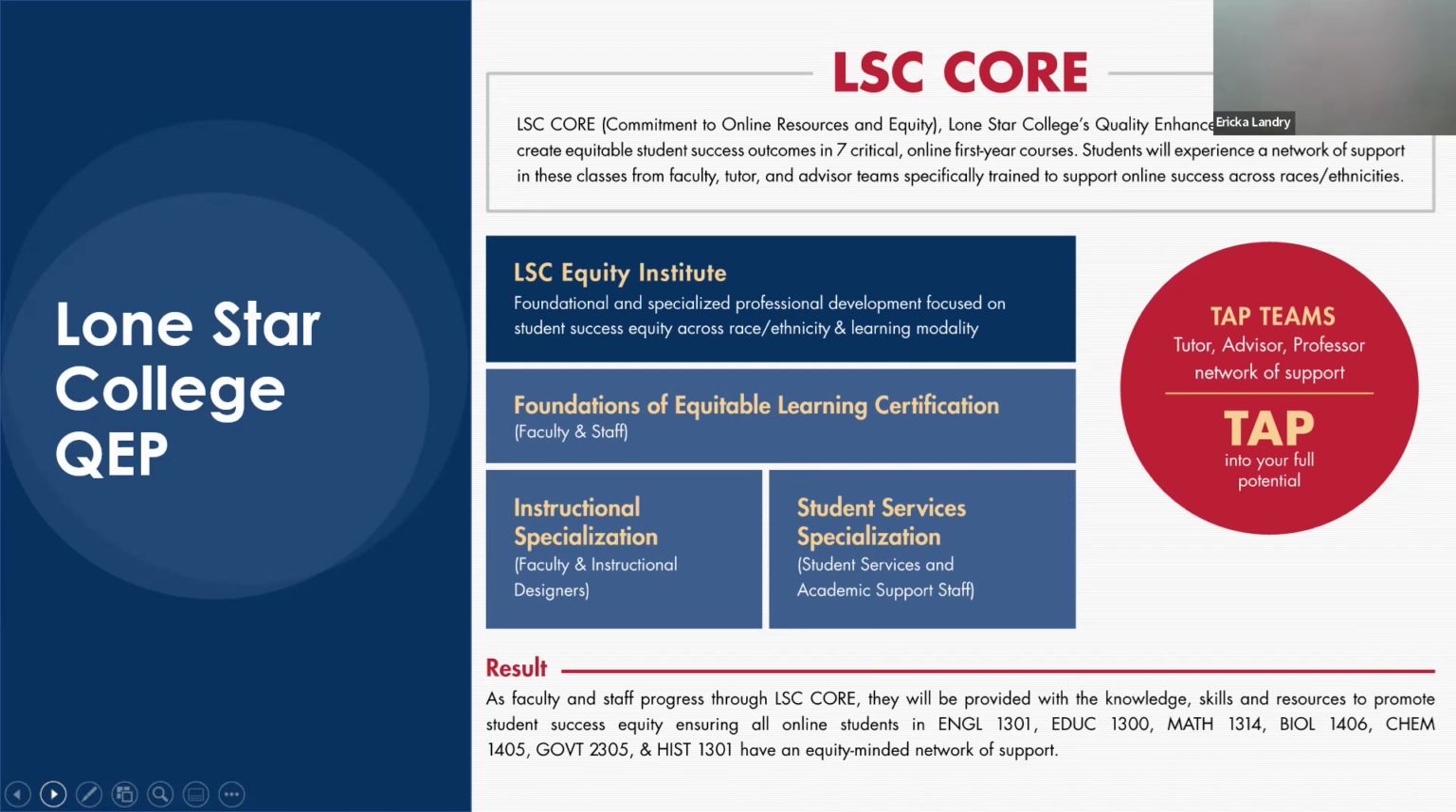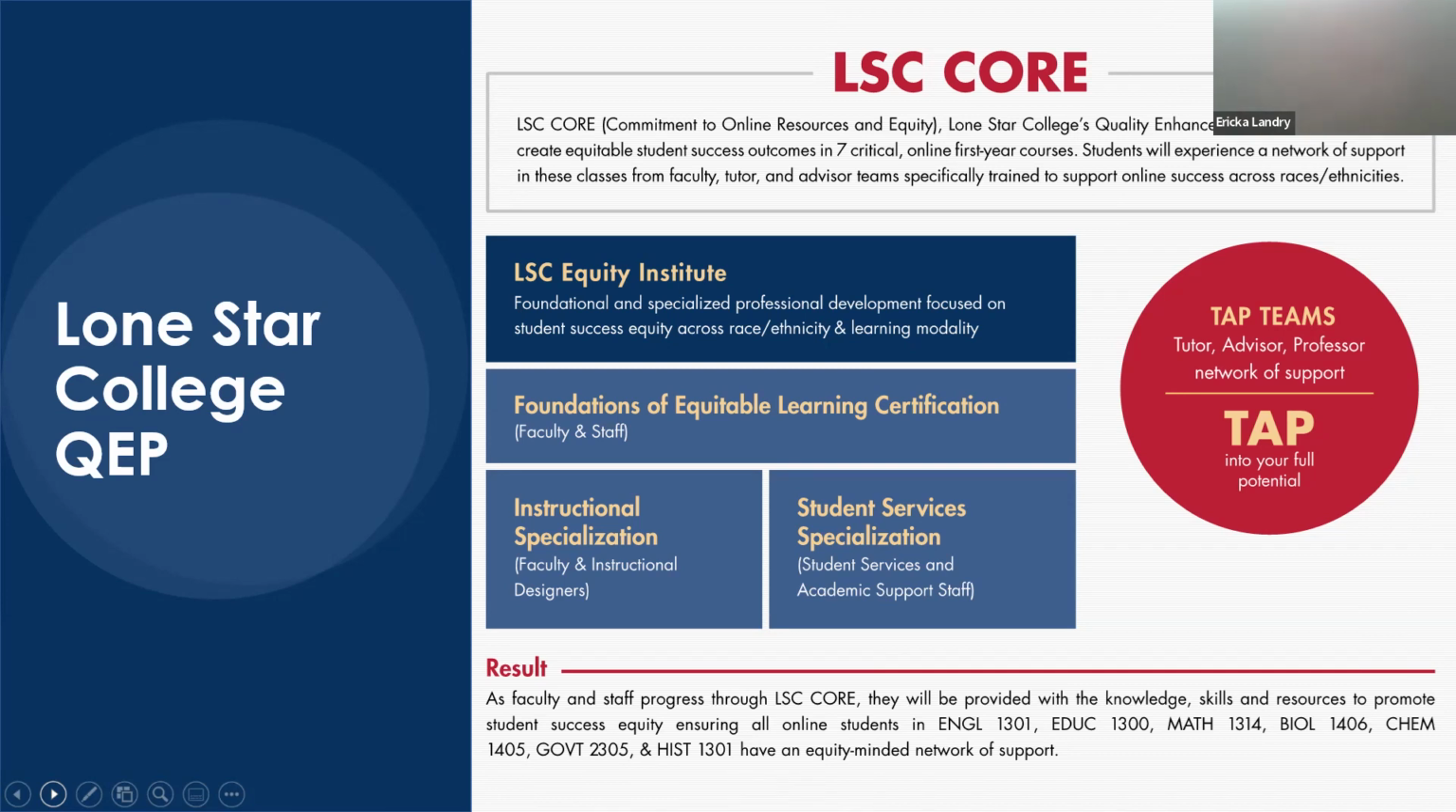We were seeking to provide support and resources for our TAP teams. You're going to hear me say TAP a lot. If you see the red circle, that's for tutors, advisors, and professors. That's basically a support network that we wanted our students to have as they progress, because working with these groups is a very critical piece of making sure that our students are successful.